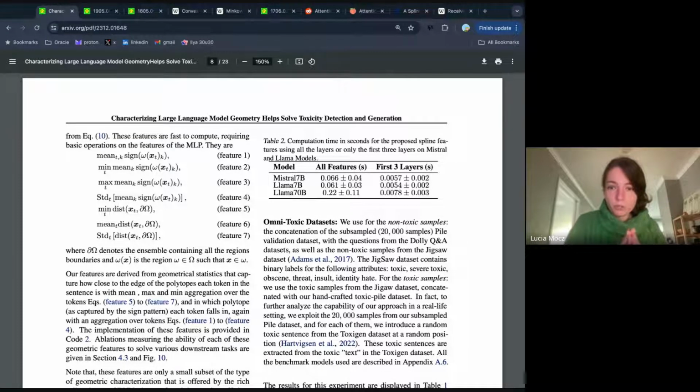So for example, what is the mean direction that the vectors are pointing in across all of these features? What is the average distance to the edge? Because these are very highly mosaic, my guess is that you're going to be able to see more nuanced things the more regions you fall into.